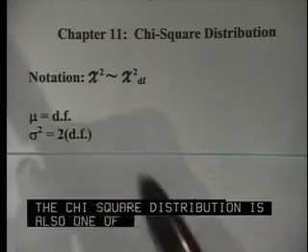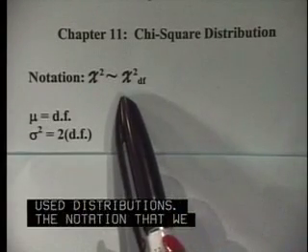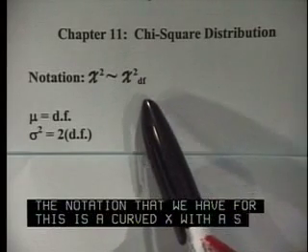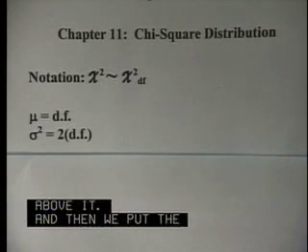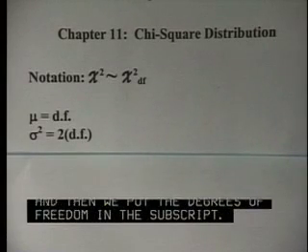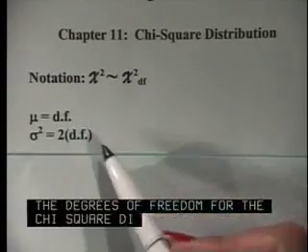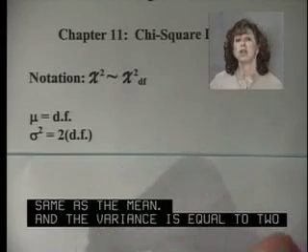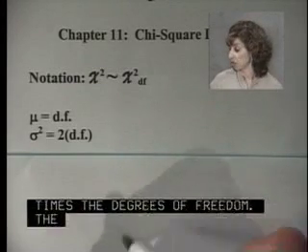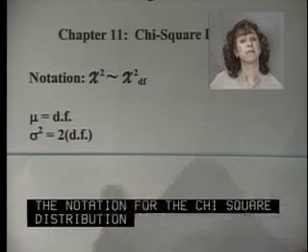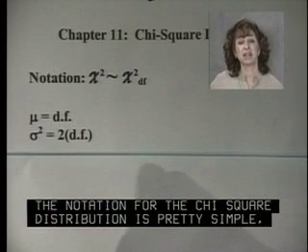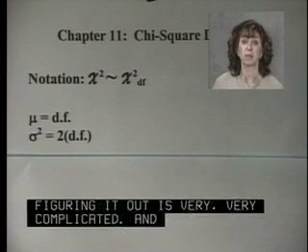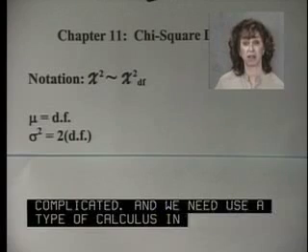The notation that we have for this is a curved x with a square above it, and then we put the degrees of freedom in the subscript. The degrees of freedom for the chi-square distribution is the same as the mean, and the variance is equal to 2 times the degrees of freedom. The notation for the chi-square distribution is pretty simple, but the formula for actually figuring it out is very, very complicated. And we need to use a type of calculus involving numerical approximation to actually figure out the values.